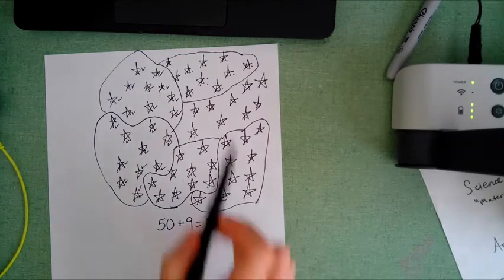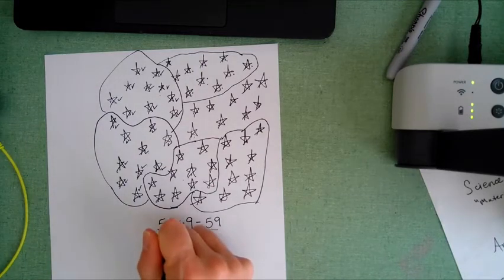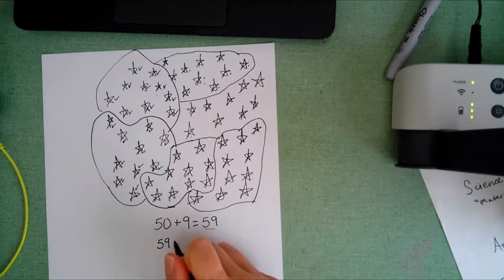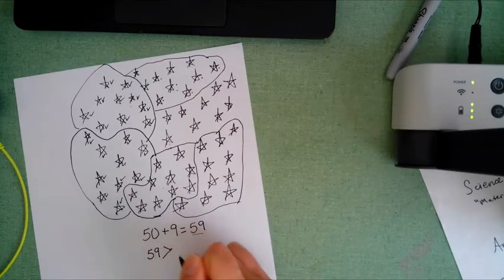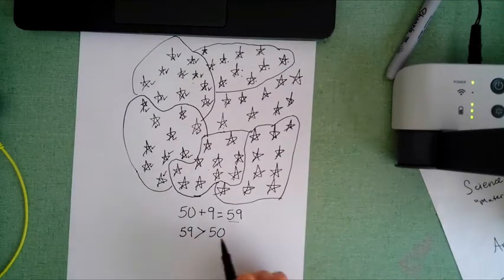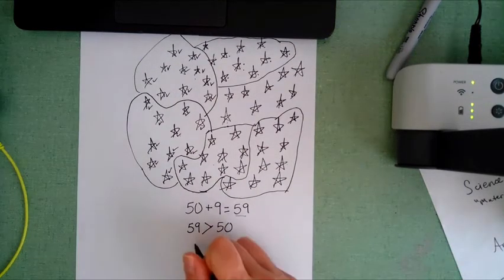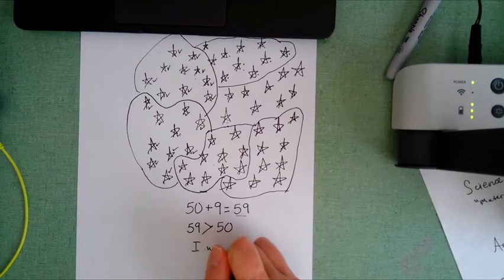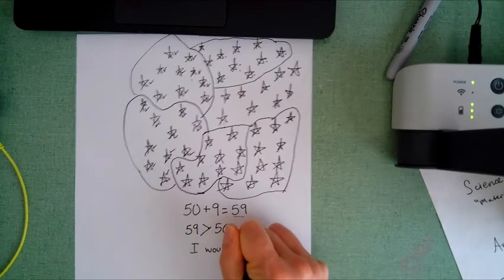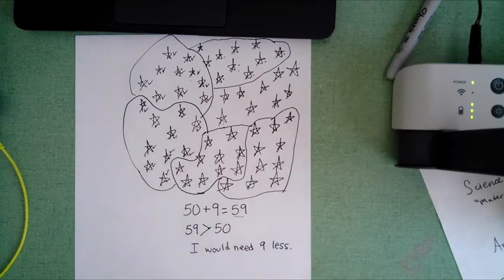My next job is to compare how many stars I got to 50. So 59 is greater than 50. And then my final job is to find out how many fewer or how many more I would have needed to have exactly 50. This one was a little easy because I was in the 50s. So I would need 9 less to have 50.